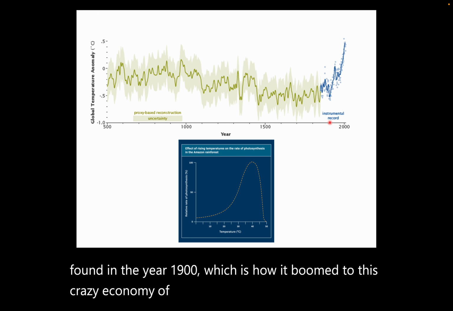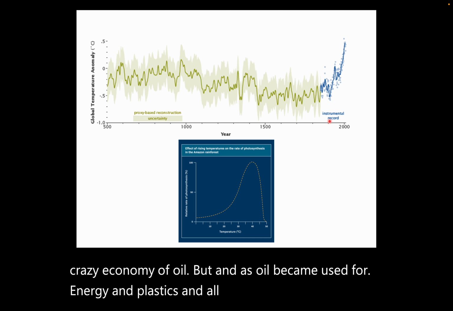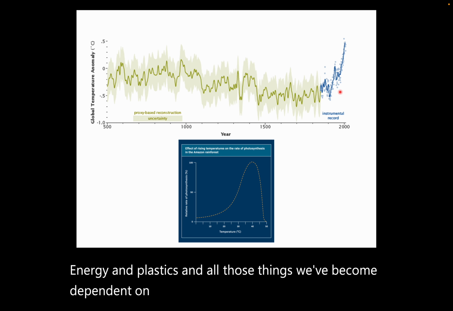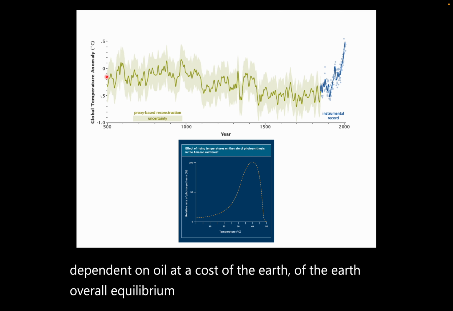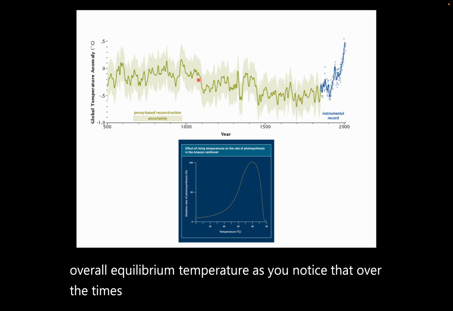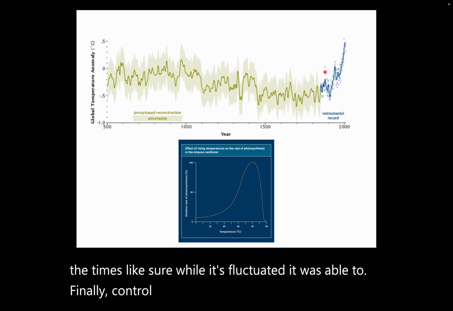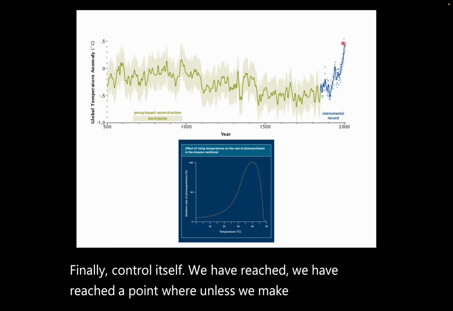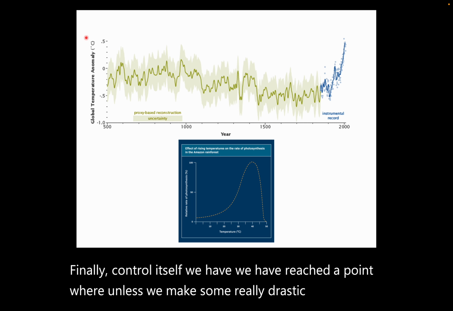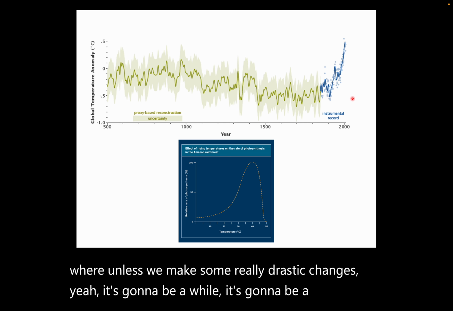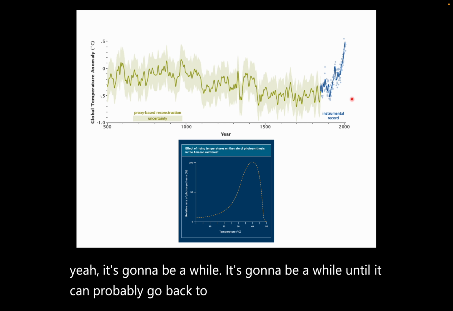oil. But as oil became used for energy and plastics and all those things, we've become dependent on oil at a cost of the Earth's overall equilibrium temperature. As we notice over the times, while it's fluctuated, it was able to finally control itself. We have reached a point where, unless we make some really drastic changes, it's going to be a while until it can probably go back to equilibrium, and it probably won't.